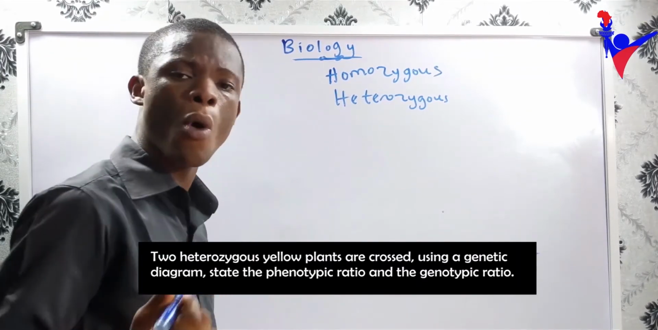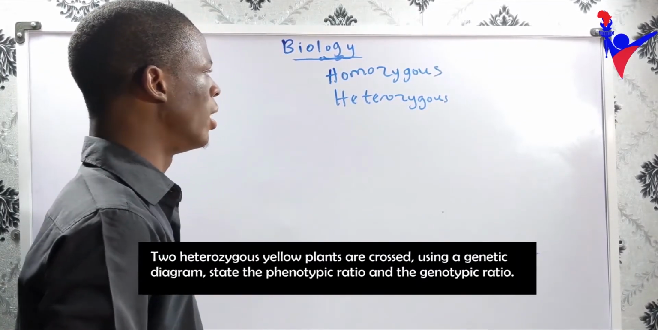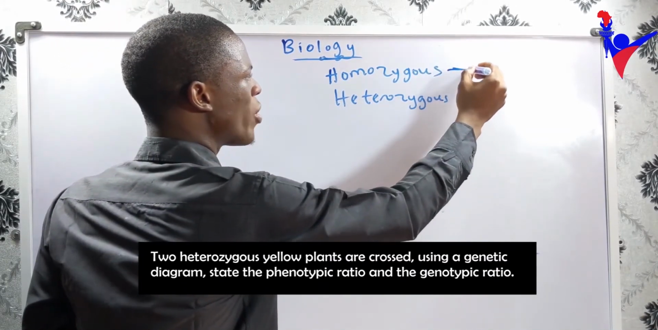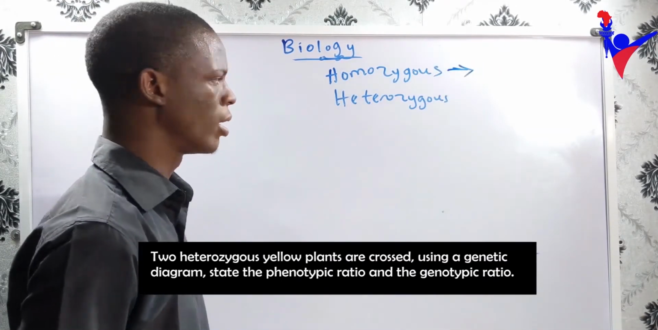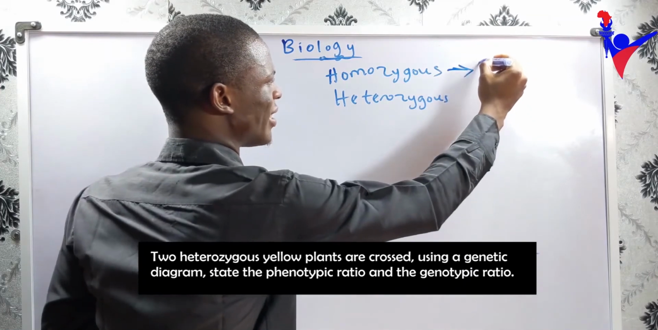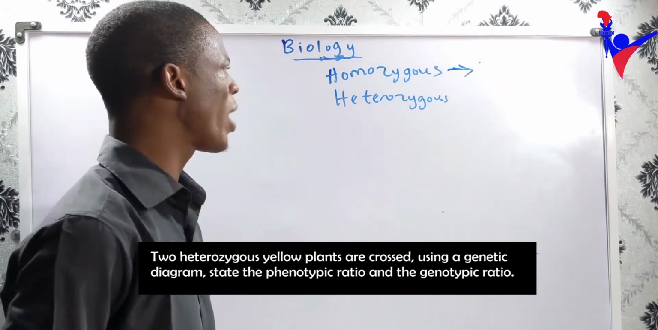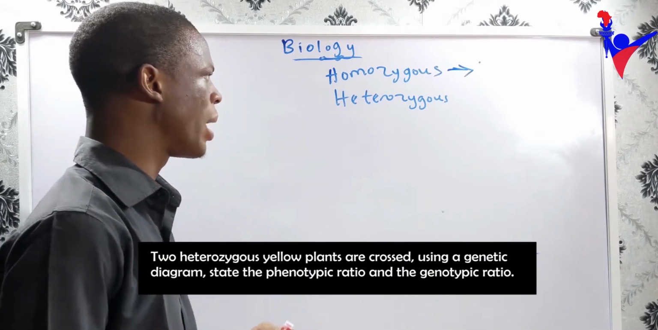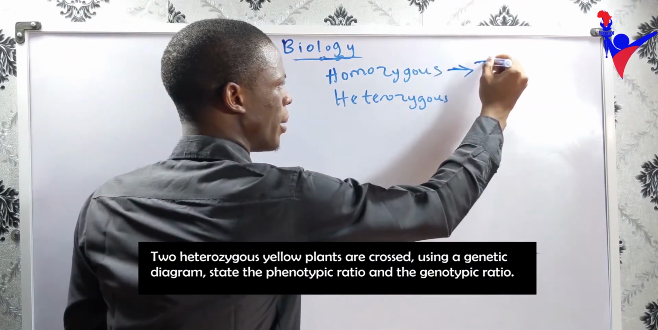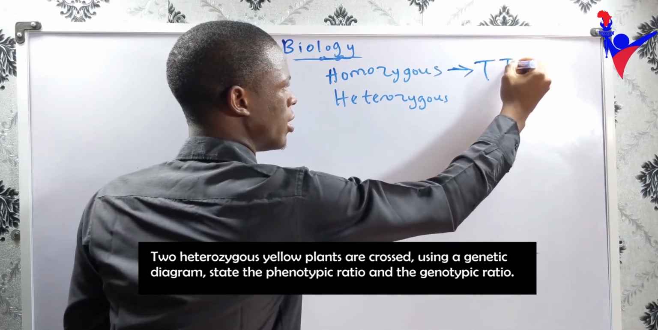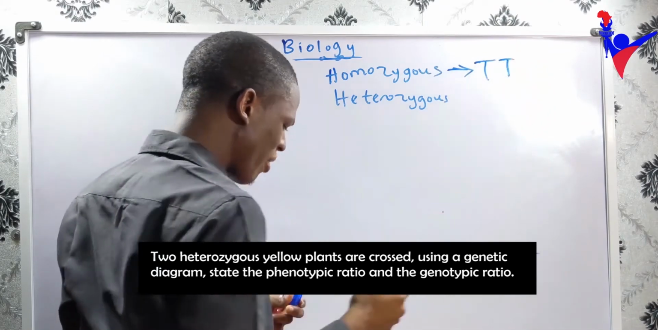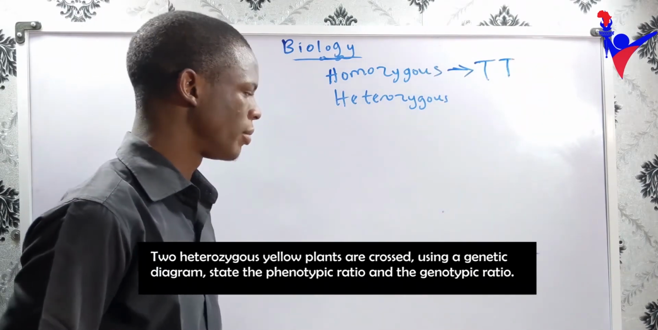Alright, back to business. Homo means the same allele. For example, we can have a homozygous trait for tallness. Let's just say we are representing our tallness trait with T. So for homozygous, since we have the same allele, we have T, T. So we have a pair of traits.